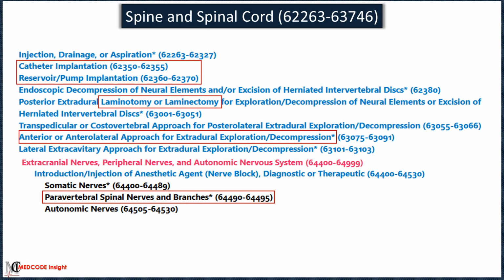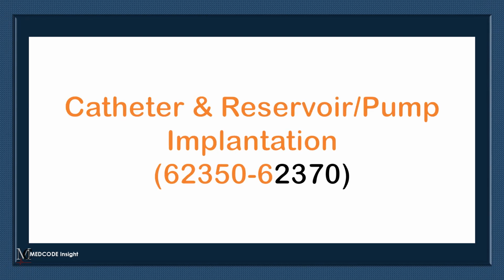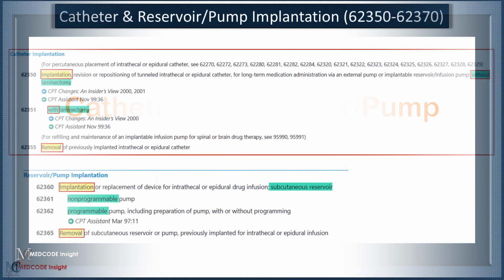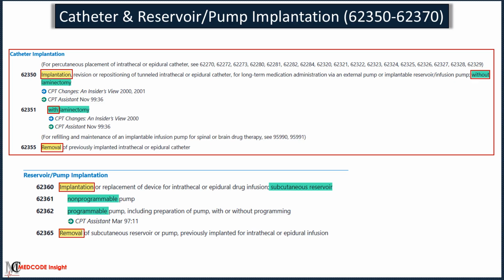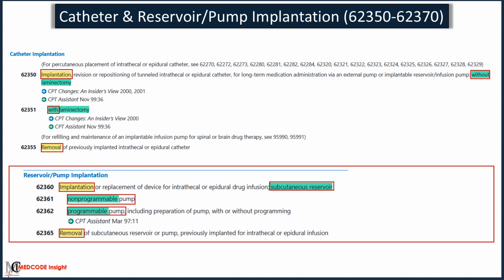In the CPT, the spine and spinal cord section is a vast topic. Today in this video, we will focus on key guidelines, important codes, and their distribution. Catheter and reservoir or pump implantation codes are based on implantation and removal. For catheter implantation, the code depends on whether the procedure is performed with or without laminectomy. For pump implantation, the codes are determined by whether a subcutaneous reservoir, non-programmable, or programmable pump is used.